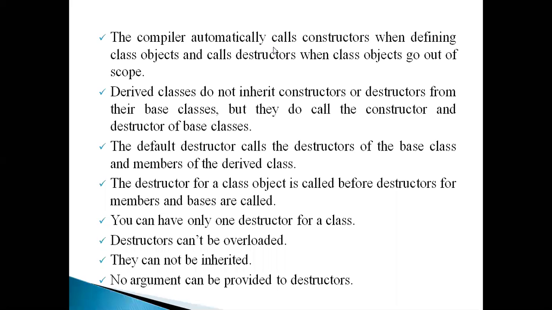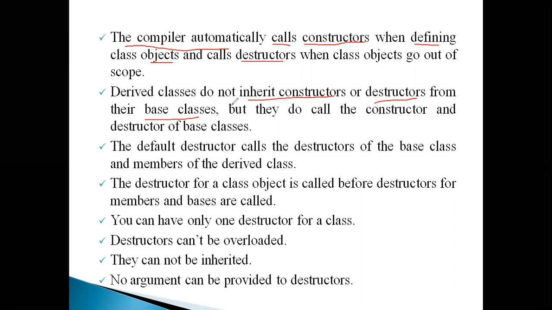Now the next: the compiler automatically calls constructors when defining the class objects, and automatically destroys the object when its scope ends, and automatically calls destructors, which we discussed recently. And a derived class does not inherit constructors or destructors from its base class. What a derived class and a base class are, we will discuss when we discuss the inheritance concept, which is one more object-oriented programming concept.